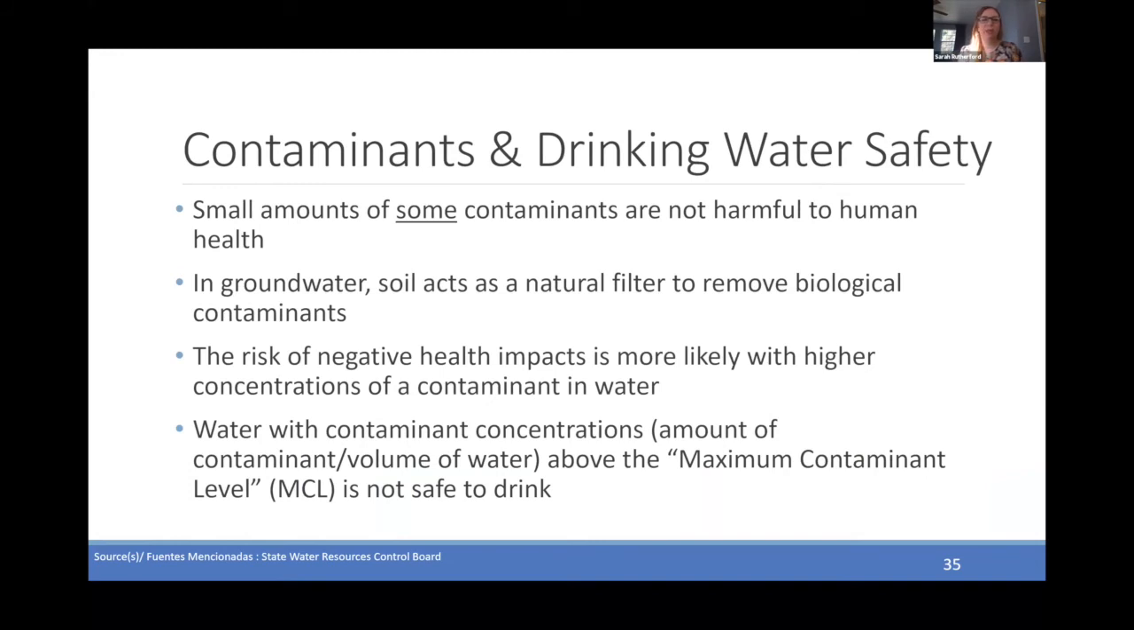Contaminants and drinking water safety. In some cases, small amounts of some contaminants are not harmful to human health. In groundwater, the soil can act as a natural filter to remove the biological contaminants. The risk of negative health effects is higher when concentrations of a contaminant in water are also higher. And water with contaminant concentrations, so the amount of a contaminant over the volume of water, above what is called a maximum contaminant level, or an MCL, is not safe to drink.